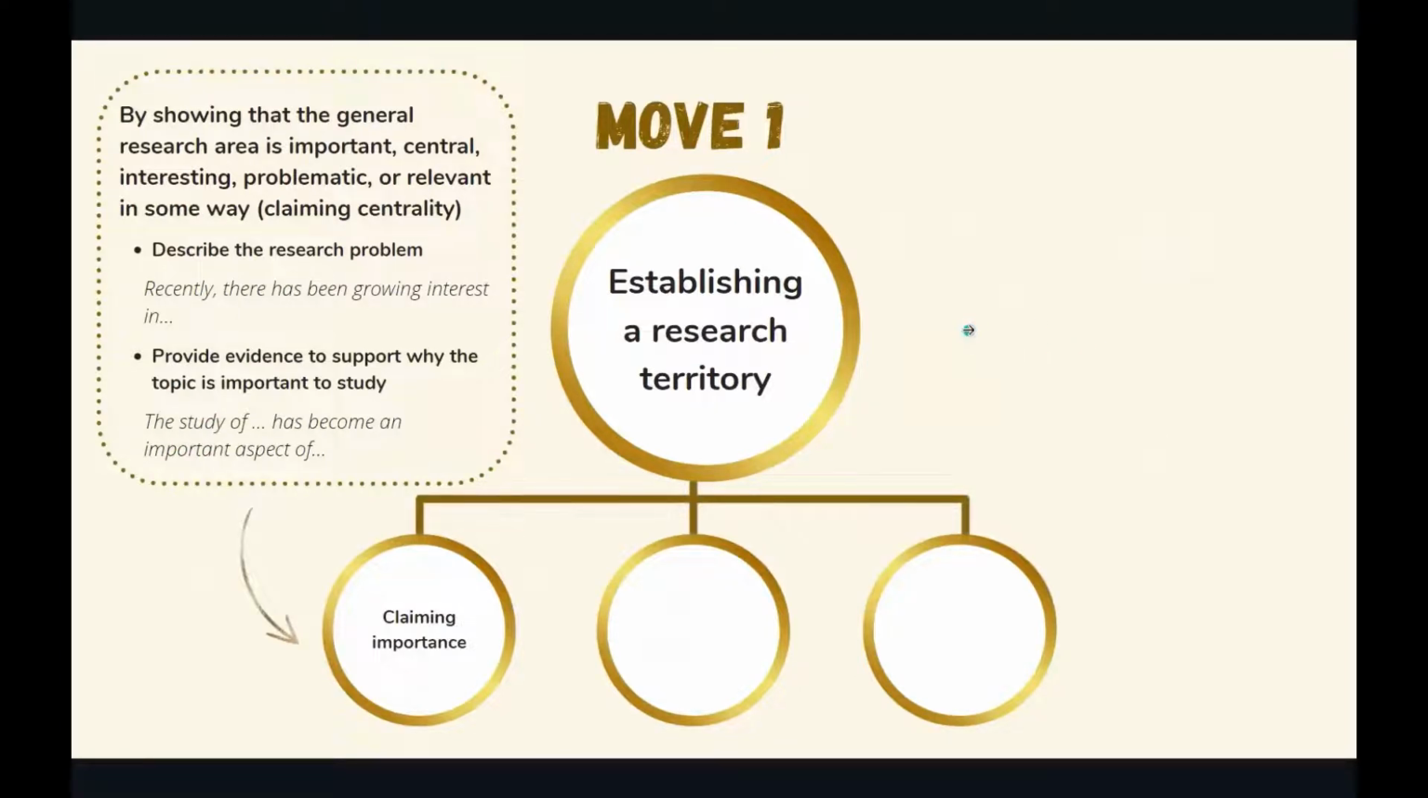So to establish move one, class, you need to claim the importance of your research problem. So what you typically do is simply describe why your research is important, interesting, or relevant. Simple as that. Okay. And here is a sentence starter that can guide you: recently there has been a growing interest in the study of. Okay, so that's the first step, which is claiming importance.